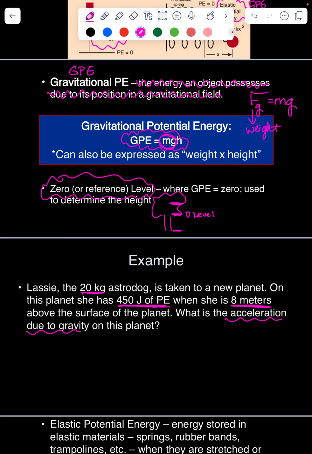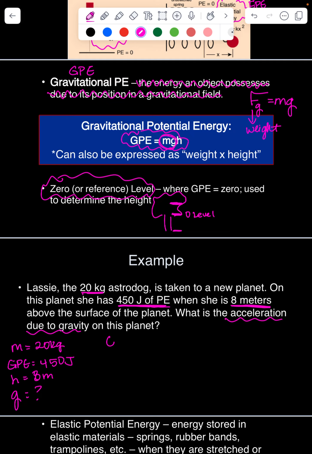We always start off by writing down our givens. Our first given is Lassie's mass, 20 kilograms. Our second given is potential energy, and we know that this is gravitational potential energy because she is at some height above the surface of the planet, so GPE is 450 joules. Last, we were told that she was 8 meters above the surface, so that's our height. I asked you to find the acceleration due to gravity on this planet, so we're looking for g.